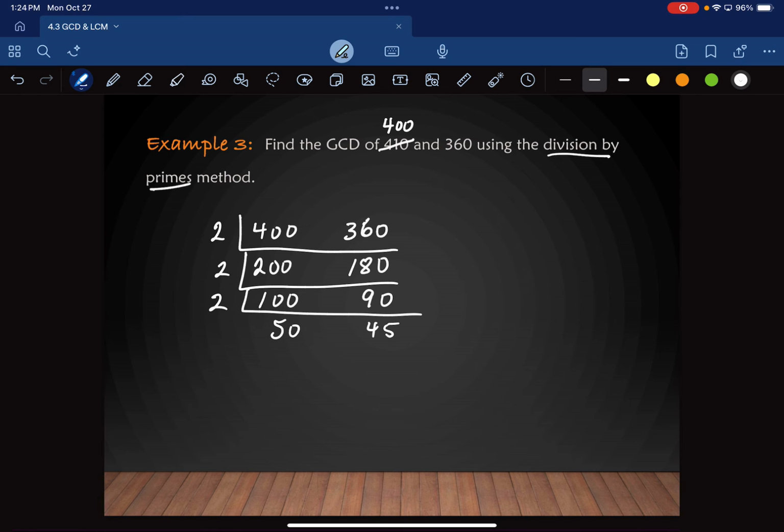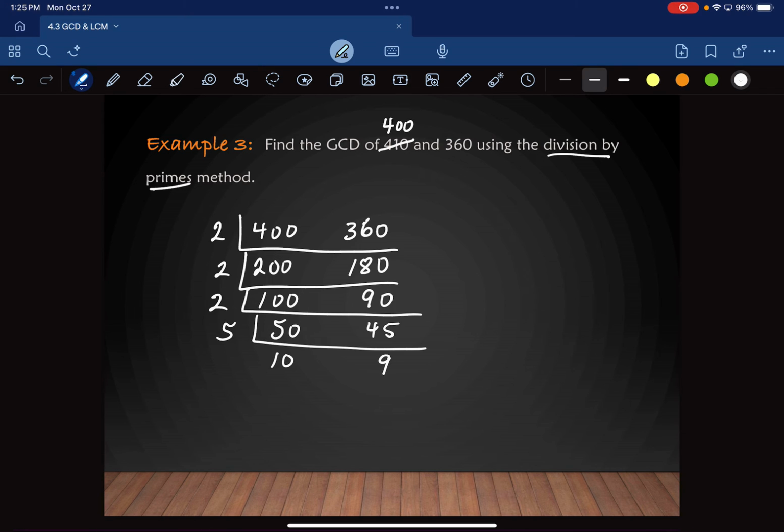So 2 is no longer going to divide both of them. Y'all with me? What that means is that I simply don't divide anything else by 2. No more dividing by 2 is going to happen. So we go to the next prime number, which would be 3. Will 3 divide both those numbers? It will not. So we go to the next prime number, 5. Will 5 divide both of these numbers? Yes. 50 divided by 5 is 10, and 45 divided by 5 would be 9.